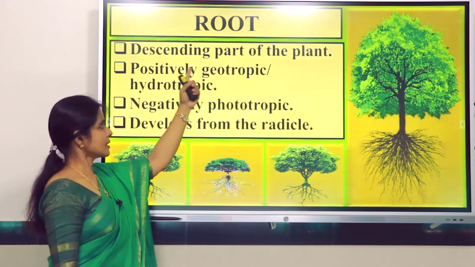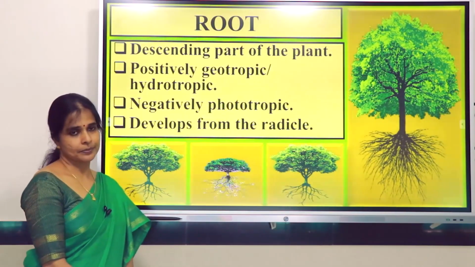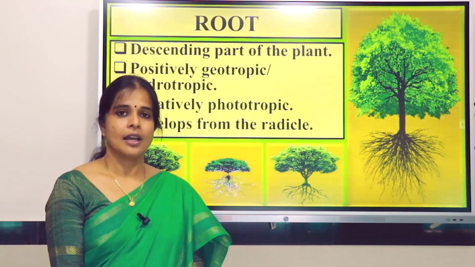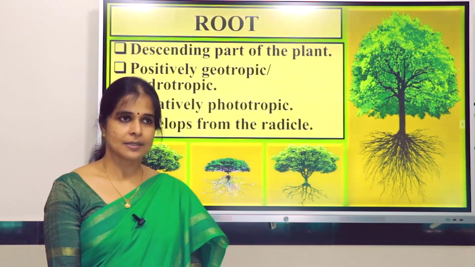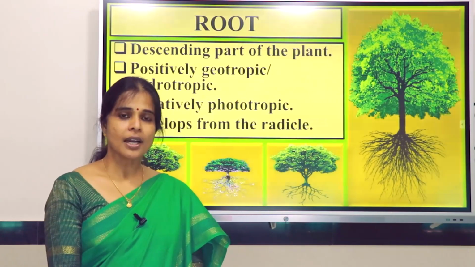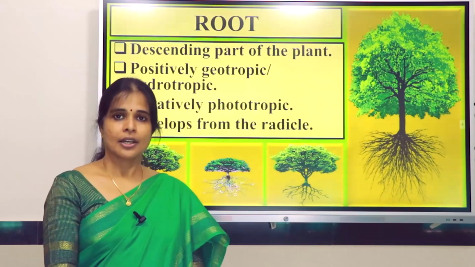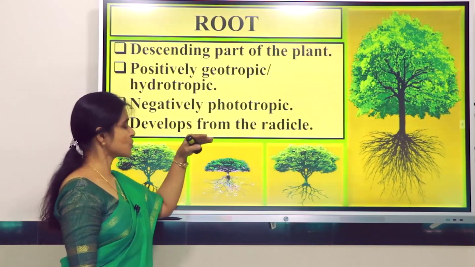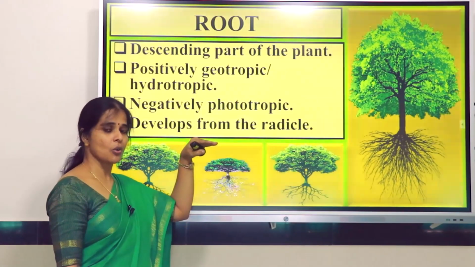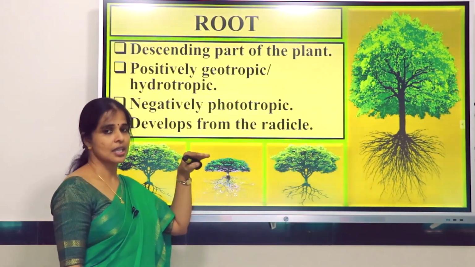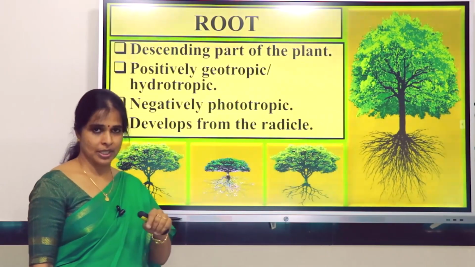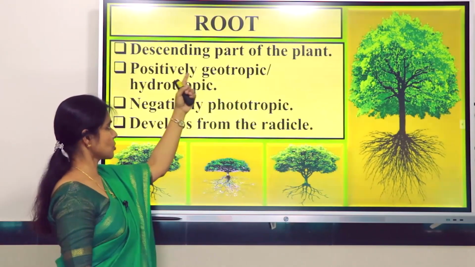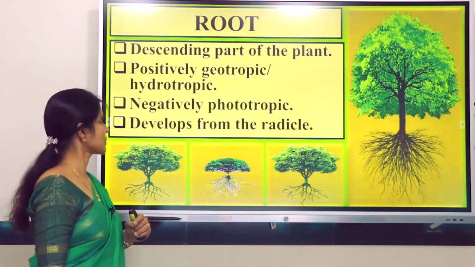So, the roots are the descending part of the plant. What do you mean by the descending part of the plant? It is the part which is growing in a descending manner. The part which is growing above the ground has an ascending growth. The part which is growing downwards has a descending growth. Because of that it is known as the descending part of the plant.